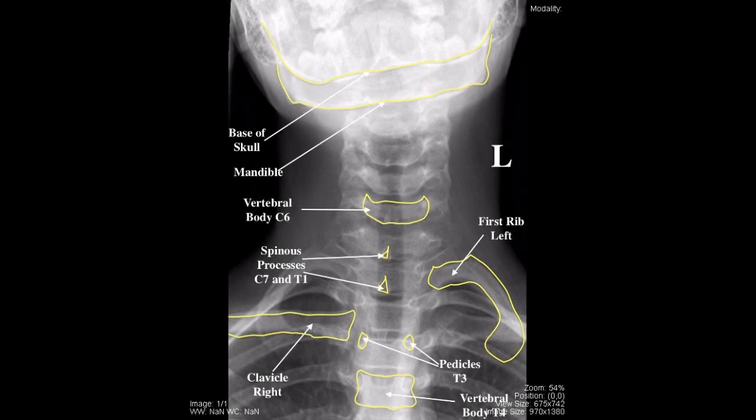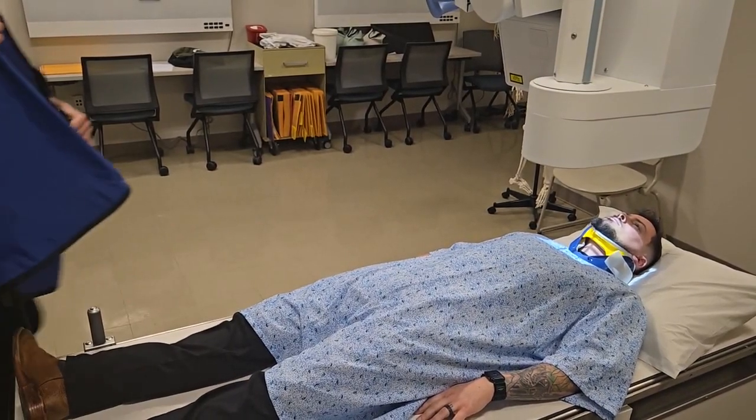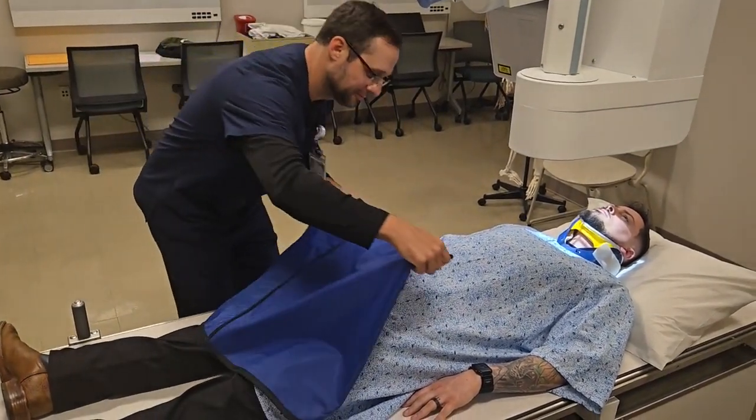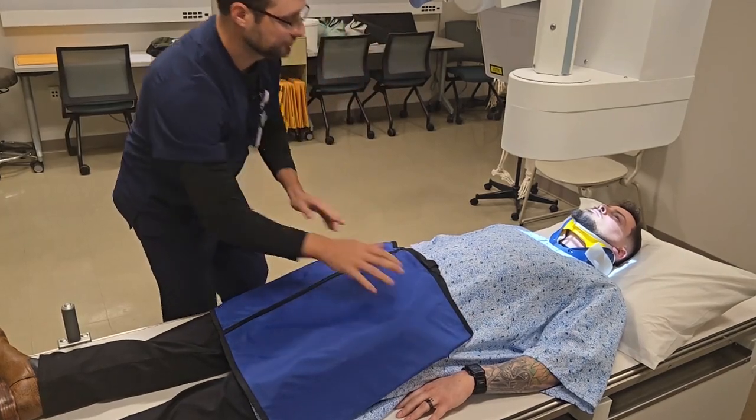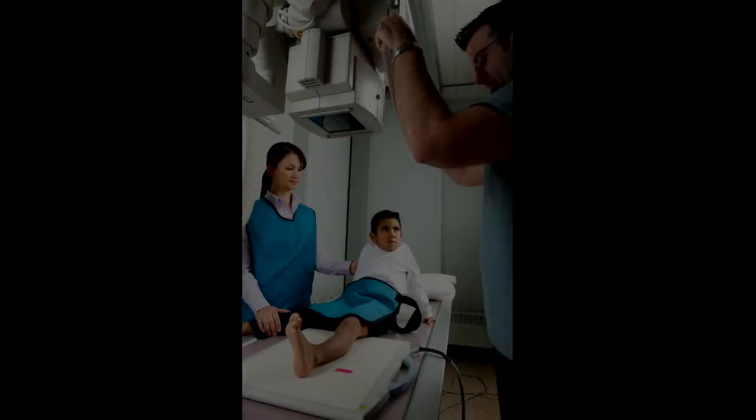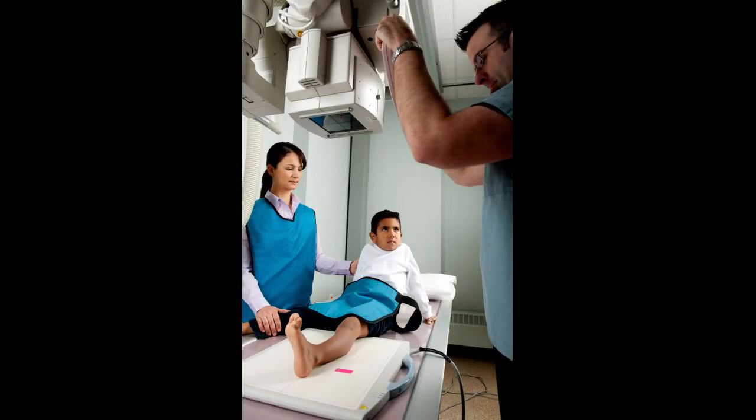The image should demonstrate C3 through T1 with open intervertebral disc spaces and no rotation, indicated by symmetric lateral masses and spinous processes aligned midline. Use shielding when appropriate, ensuring it does not obscure the anatomy. Shielding is used especially in children, pregnant women, and males and females of reproductive age.